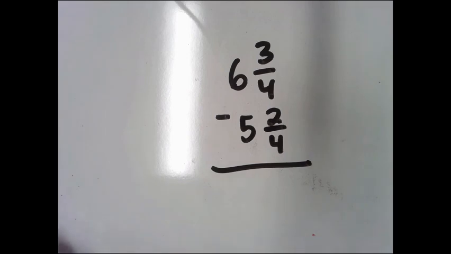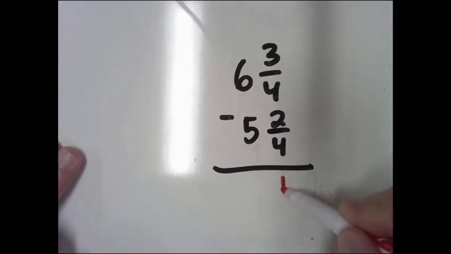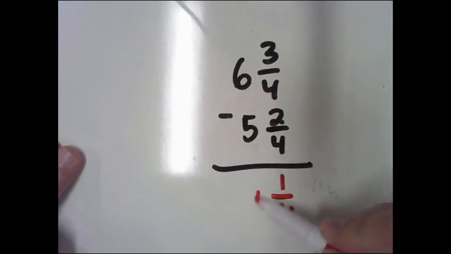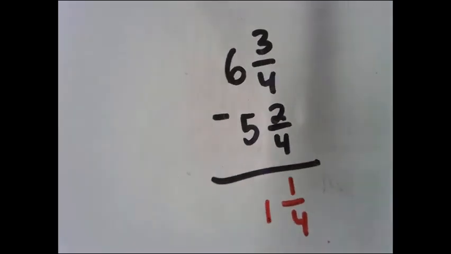So for this one, we don't have to do any trading. We just go, because we have 3/4 and we're just taking away 2/4, so we can do that. That leaves us with 1/4, and then 6 take away 5 is 1 whole. So our answer is 1 1/4.